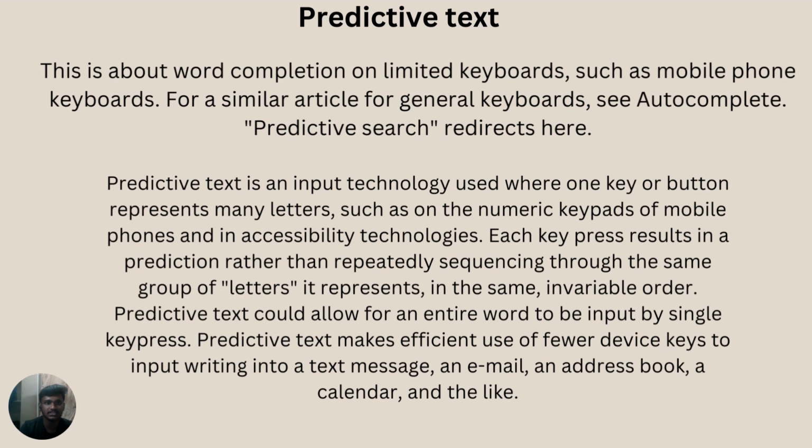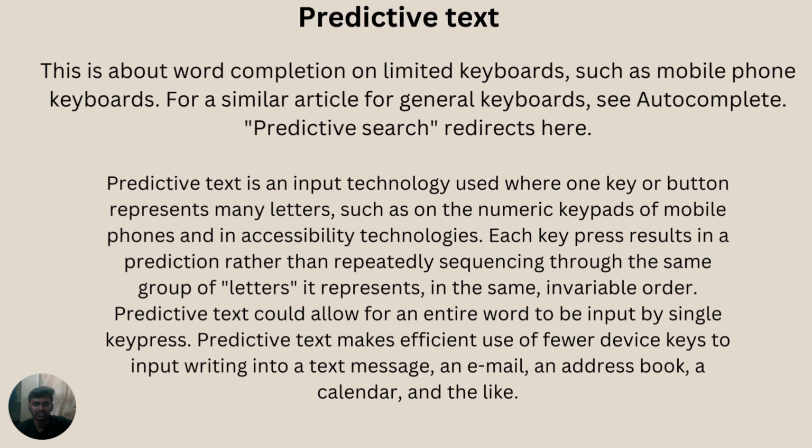Predictive text. This is about word completion on limited keyboards, like mobile phone keyboards. For a similar article for general keyboards, see autocomplete, predictive search, redirection. Predictive text is an input technology used where one key or button represents many letters, such as on the numeric keypads of mobile phones and accessibility technologies. Each key press results in a prediction rather than repeatedly sequencing through the same group of letters it represents in the same invariable order. Predictive text could allow for an entire word to be input by a single key press.